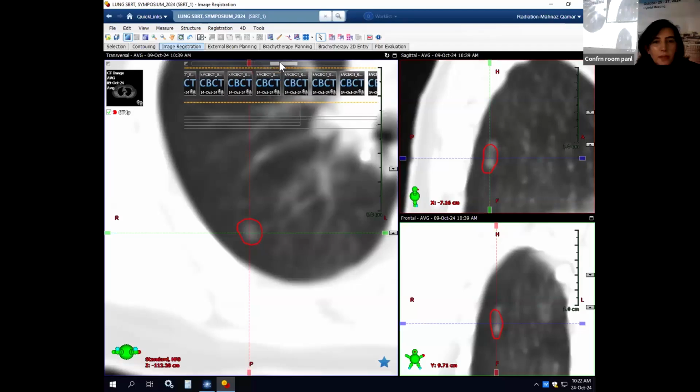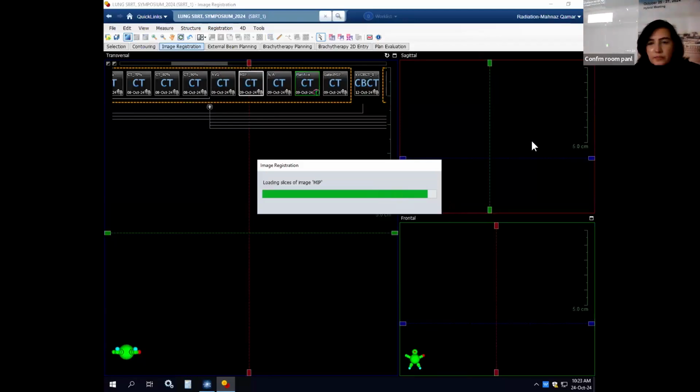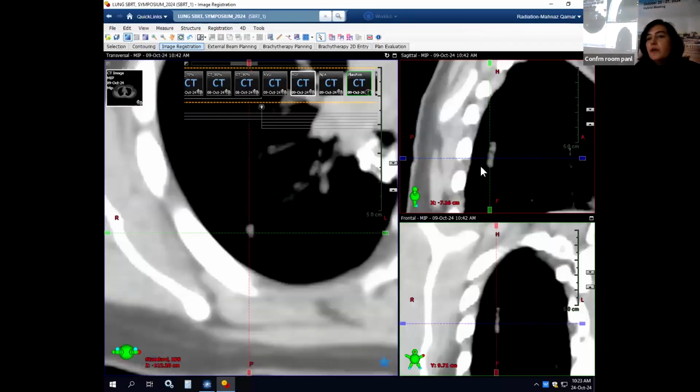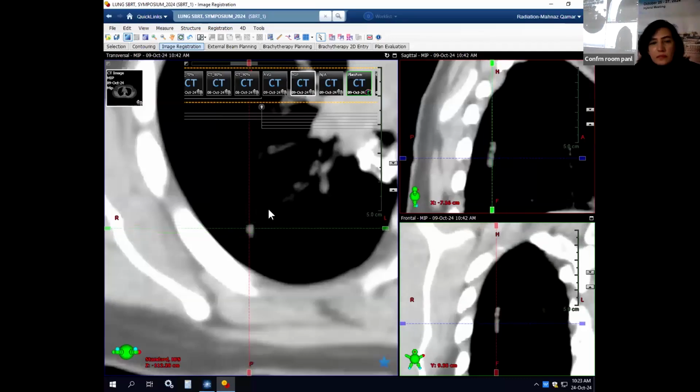And when we look at the MIP, which is the maximum intensity projection, that's how the tumor appeared. There was so much motion.